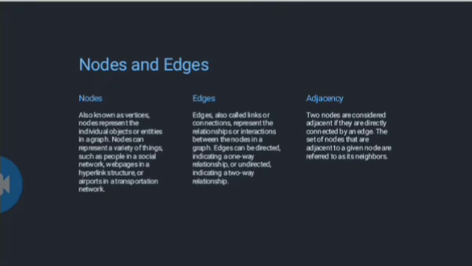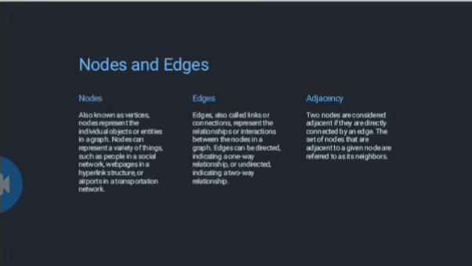Nodes and edges. Nodes, edges, adjacency. Nodes, also known as vertices, represent the individual objects or entities in a graph. A node can represent a variety of things, such as people in a social network, a web page in a hyperlink structure, or an airport in a transportation network.